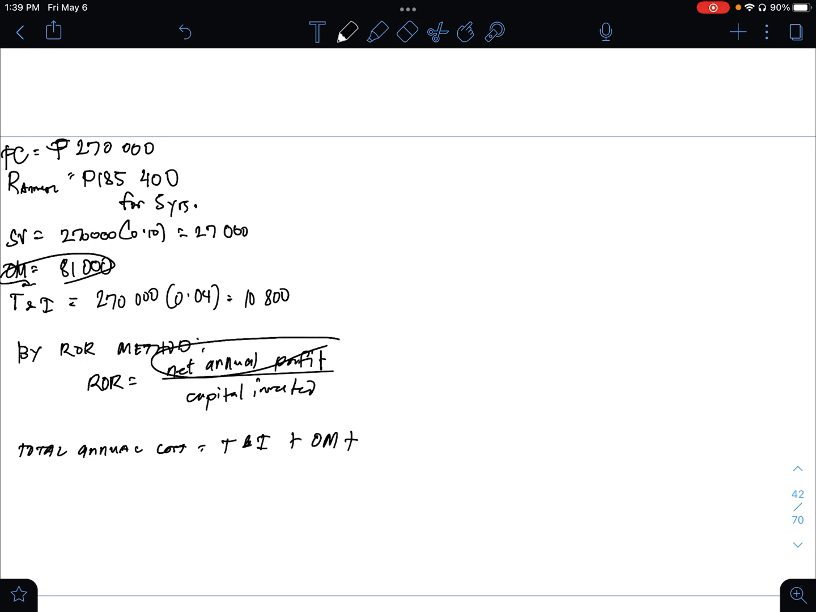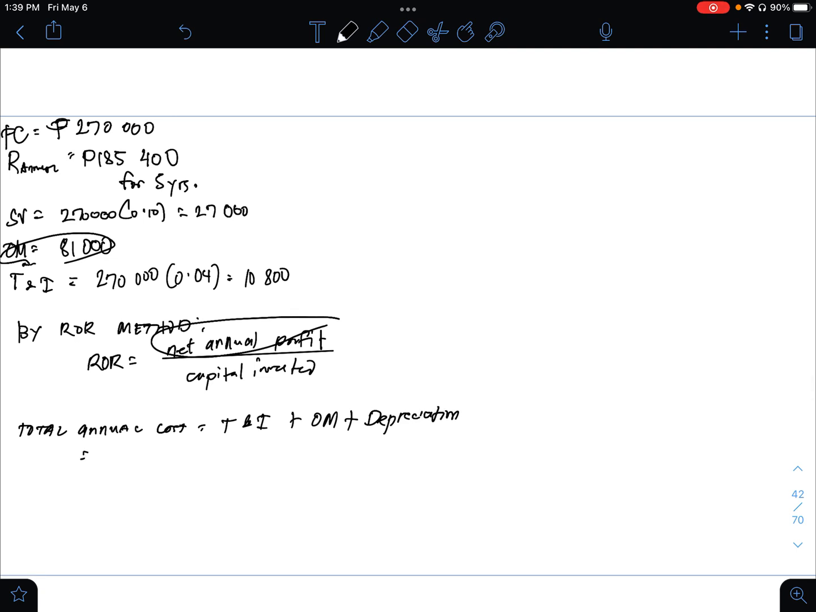Of course, class, by the ROR method, we also need to find the depreciation. And to get the depreciation, having the operation and maintenance, the taxes and insurance, we need to find depreciation by the sinking fund method. If you remember, we use the sinking fund method because of the salvage value, right? So using the sinking fund method, we can get the depreciation.